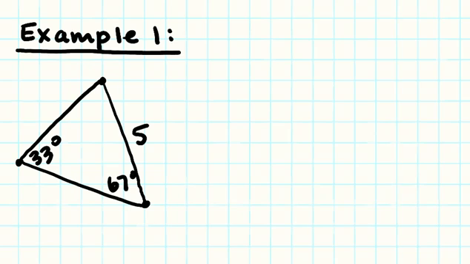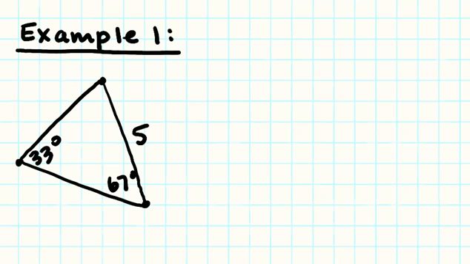For our first example, we've got a triangle where we've been given two angles and one side. This is angle side angle. We knew from the very beginning of our discussion of triangles that if we had the shape of the triangle and one leg, then we knew everything there was to know about the triangle. I've got the shape because it's 33, 67, and I would think 80. And one leg is 5.